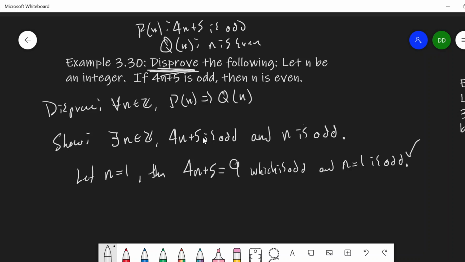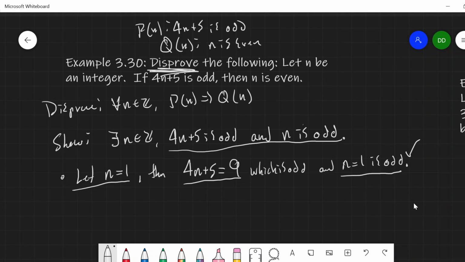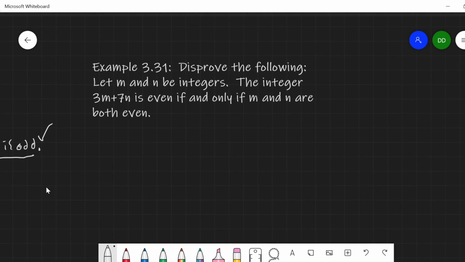This is an important thing to note here: when you are disproving something, it's important not to just give "let n equal 1." If I just saw this on a homework assignment or an exam, that's not enough. You need to show me that the hypothesis is satisfied, that 4n plus 5 is odd, as we did here, and the conclusion does not follow. You need to show me that this statement is satisfied. So there's still some work to do with a counterexample. Let's look at another example that's maybe a little bit more difficult.